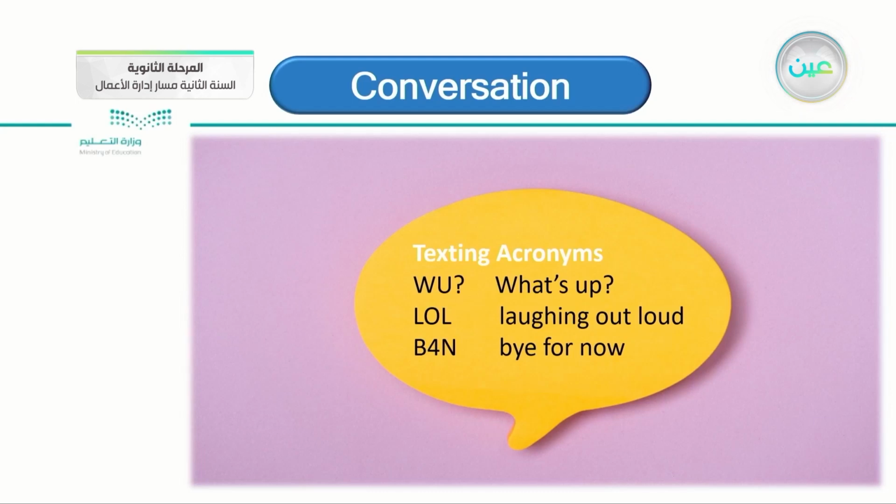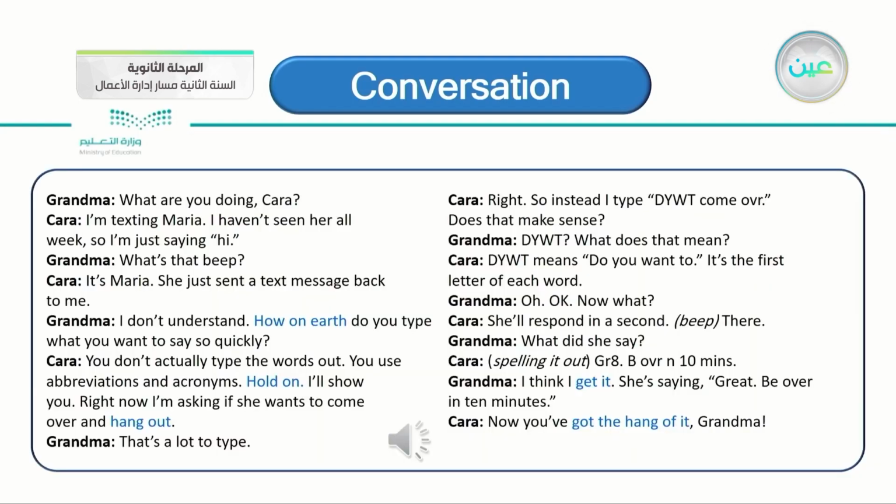B for N. B for N. Notice the word for, they replaced it with the number 4. Very good. B for N, bye for now. Do you know any other acronyms? Yes, like the acronym BRB, be right back, or TYT. Yes, that's correct, take your time, etc. So these are some of the famous acronyms there are. WU, what's up, LOL, laughing out loud, B for N, bye for now.